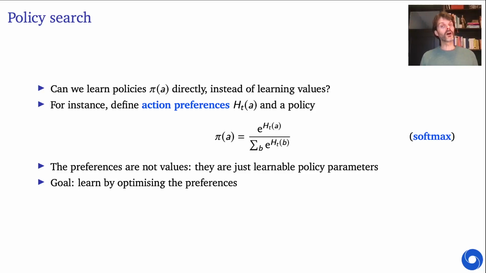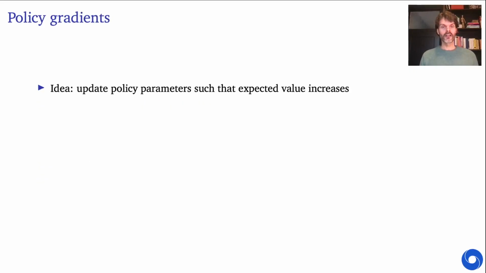I'm going to give you one such algorithm to do this. The idea would be to update the policy parameters such that the expected value increases. And we can just write this down, and we can do this via gradient ascent. So essentially, we're going to consider the policy parameters, these preferences, to be something that we can just learn, and we're going to try to learn them with gradients.